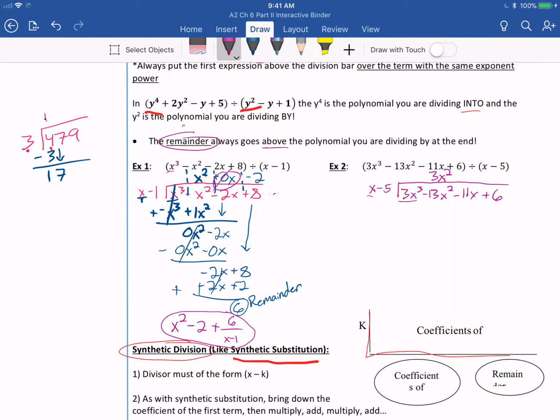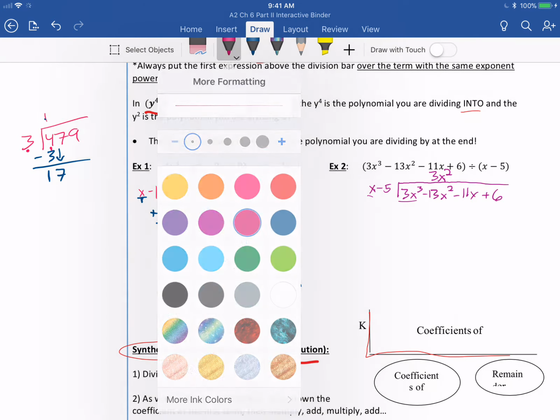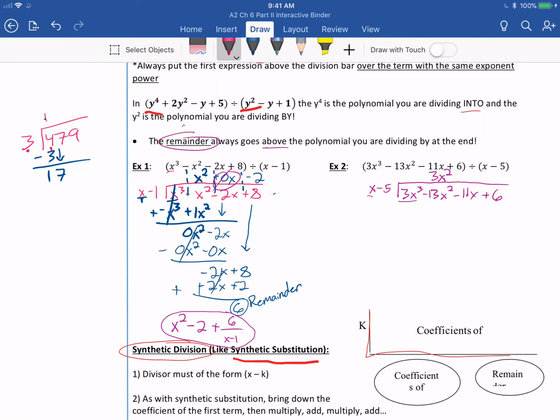The way that I like to look at this too, if you get a little bit confused, is that you know that 3x squared times x gives me 3x cubed, and that's what you want to try to get, is what this number is here first. All right, and now 3x squared times a negative 5 is a negative 15x squared. So if I go down through here and subtract these guys, I like to add the opposite. So negative 13x squared, because these guys go away, plus 15 is going to be 2x squared. All right, then I bring down this negative 11, so I have negative 11x.